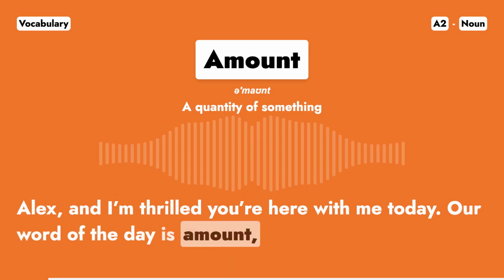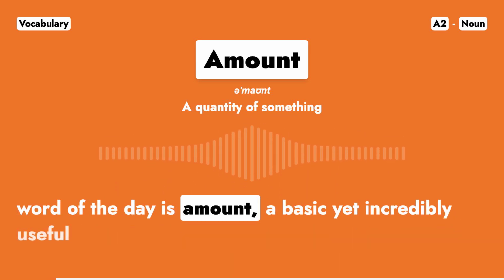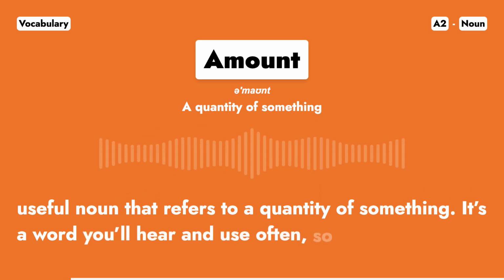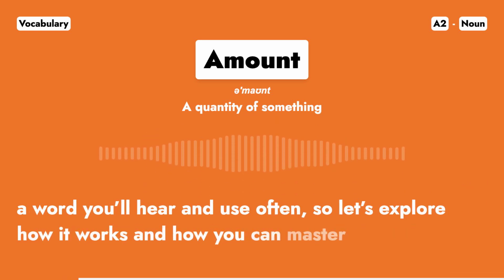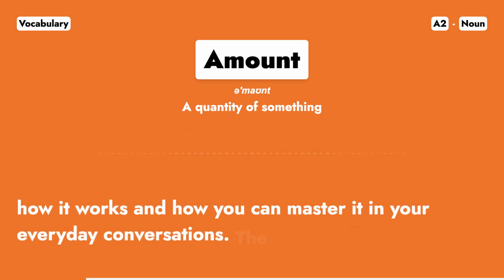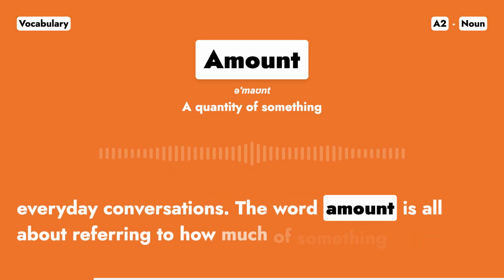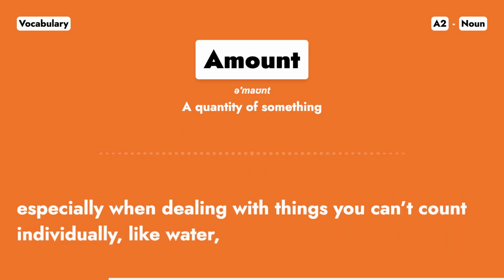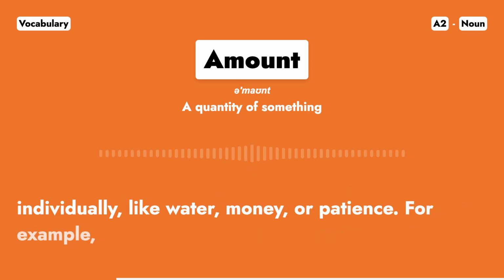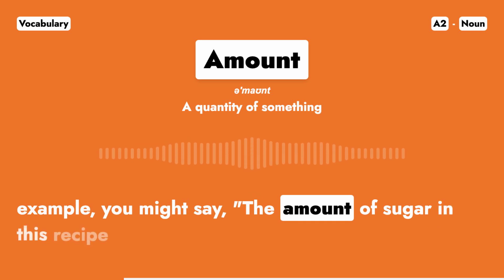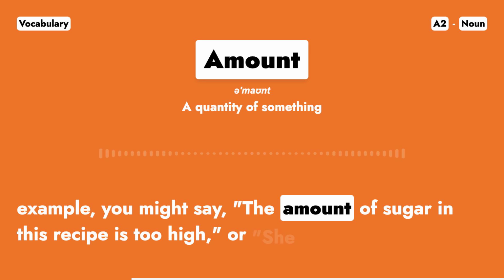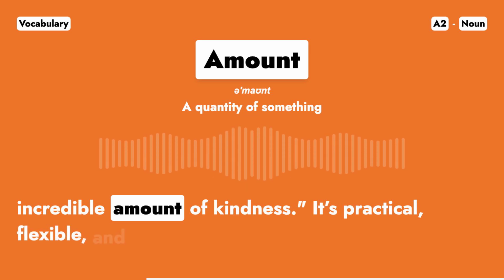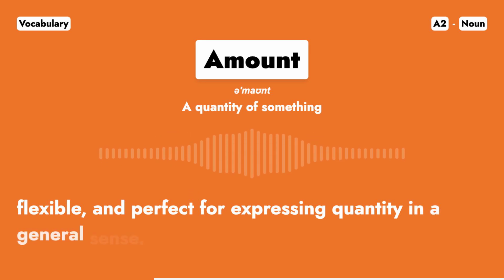Our word of the day is amount, a basic yet incredibly useful noun that refers to a quantity of something. It's a word you'll hear and use often, so let's explore how it works and how you can master it in your everyday conversations. The word amount is all about referring to how much of something there is, especially when dealing with things you can't count individually, like water, money, or patience. For example, you might say, "The amount of sugar in this recipe is too high," or "She showed an incredible amount of kindness." It's practical, flexible, and perfect for expressing quantity in a general sense.